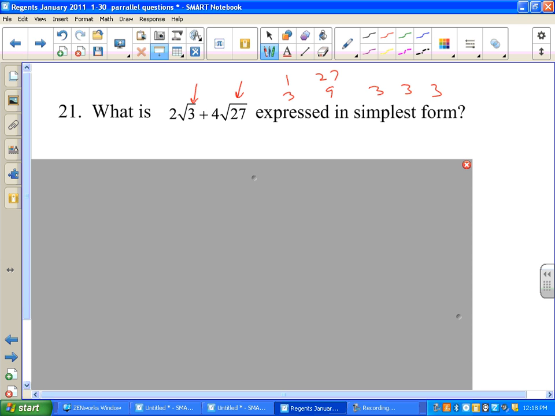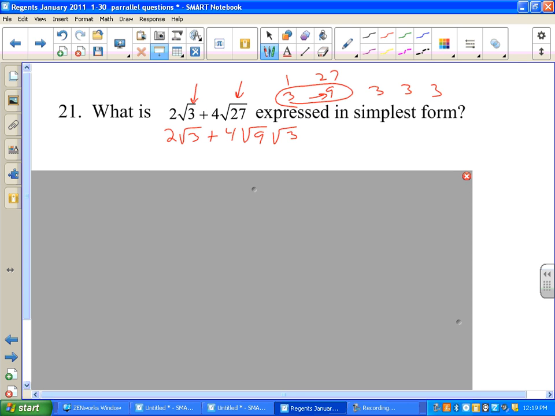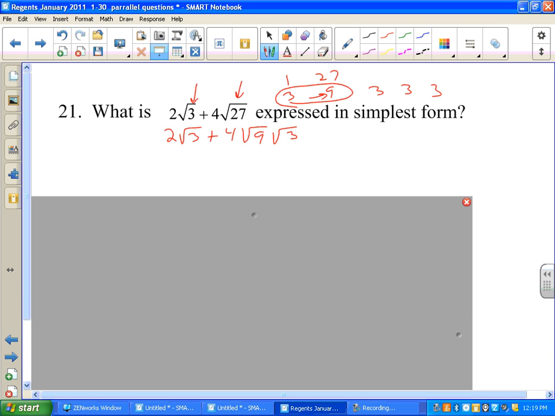Okay. If we take 3 times 9, we notice that 9 is a perfect square. It has a square root. So 2 square root of 3 plus 4. I'm going to put the perfect square first, square root of 9, times square root of 3. We can factor that. We can't take them out if they were addition. If 27 was like 20 plus 7, we wouldn't be able to separate them. But since 9 times 3 is 27, we can separate them, factor it out.